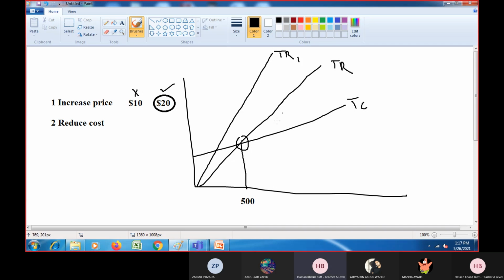steeper. Okay, now you can see where the break even is if we only use this strategy, increasing price. So now the break even is right there. There is no change in total cost. You have just increased the price. So total revenue will move upwards quickly, okay, because of higher price. And now you can see that the break even can be achieved earlier. Let's say this is 300.